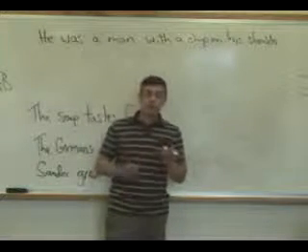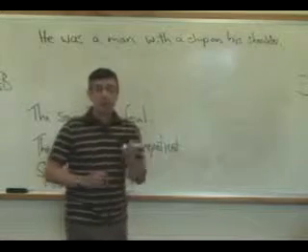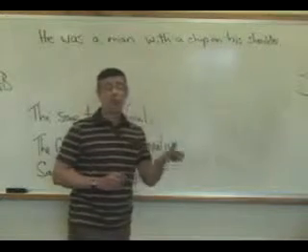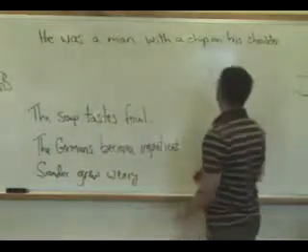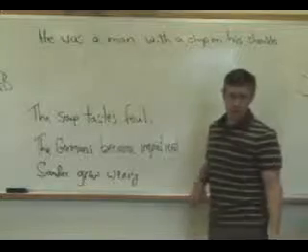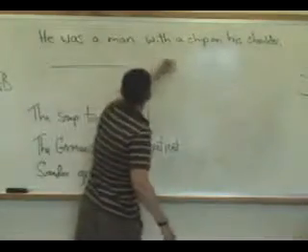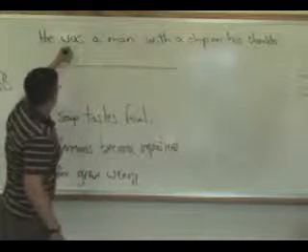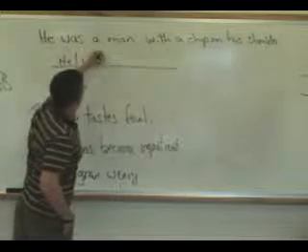Here is how to diagram subjective complements. Now, subjective complements can be, as we've seen, either nouns or adjectives. In this sentence here, he was a man with a chip on his shoulder. Okay, our baseline there, he is the subject. There's our subject-verb divider. Was.